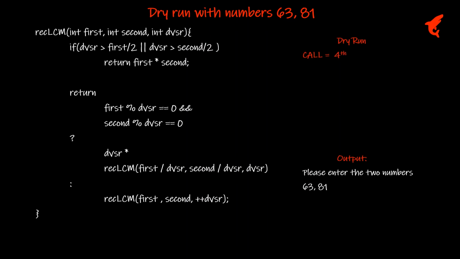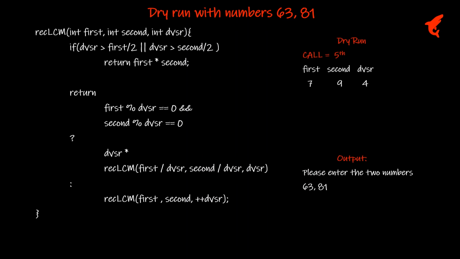So we go to the fourth call, the rec LCM function is called with the values of first, second, DVSR as 7, 9 and 3, right? The condition is checked, the condition is false. We go to the condition of the conditional expression operator. Here the condition again is false. So we go to the third expression. Rec LCM is called with the same values of first and second, but with the increased value of DVSR, right? And then we go to the fifth function call.